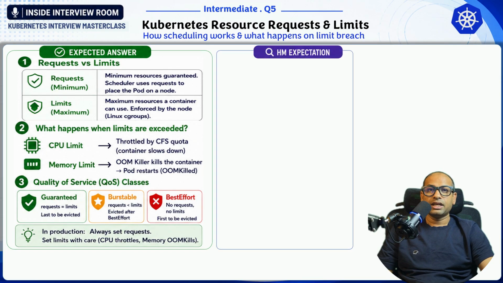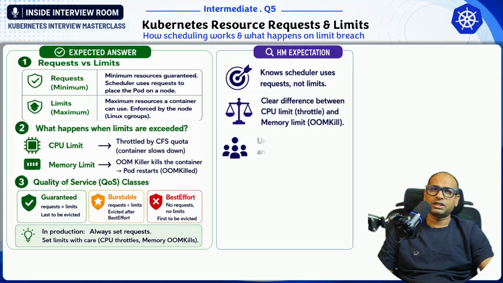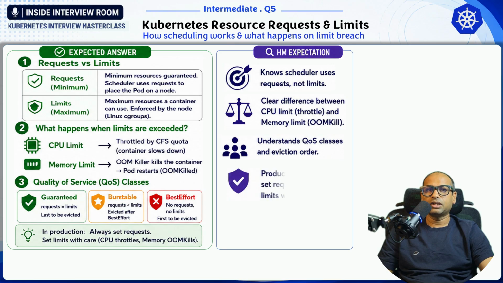What is the hiring manager's expectation? The candidate knows the scheduler uses the request, not the limits. A clear difference between CPU limit throttling and memory limit out-of-memory kill. Understanding of QoS classes and eviction order. A production mindset: always set requests, and set limits with care.